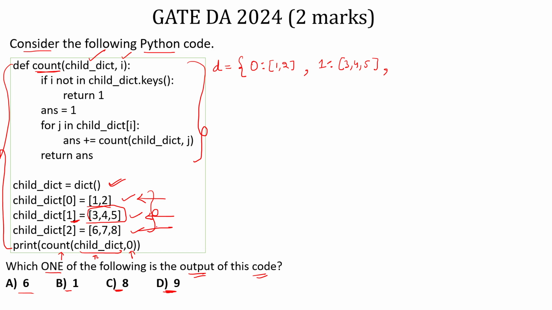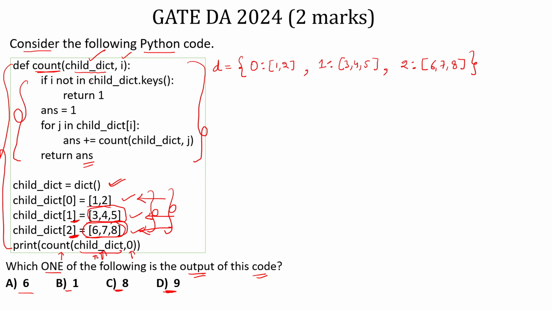The third item which we inserted has key 2, and the value is again a list. Let me write the list also: 6, 7 and 8. So this is the dictionary created in these statements, and we are passing this dictionary to the count function. Let's see what this function is doing with this dictionary and what it is returning. That should be the output.